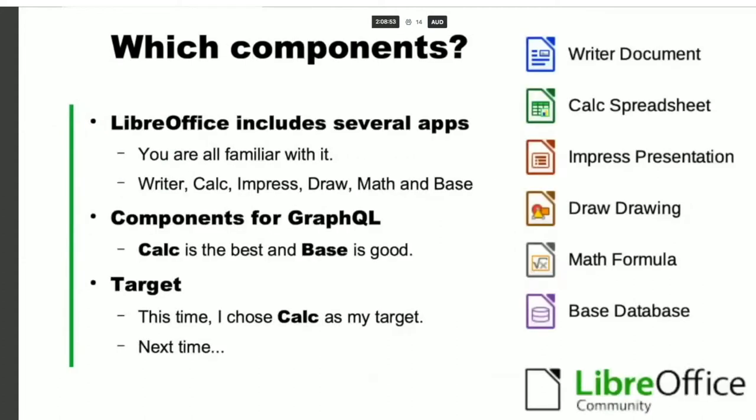Now, what component do I want to use with GraphQL? I thought it would be good to use GraphQL for COVID-19 data exchange. So I chose Calc. LibreOffice includes several apps. Six apps: Writer, Calc, Impress, Draw, Math, Base. Calc is best for GraphQL. And Base is good, I think. This time I chose Calc as my target. Next time, maybe Base or update some Calc.